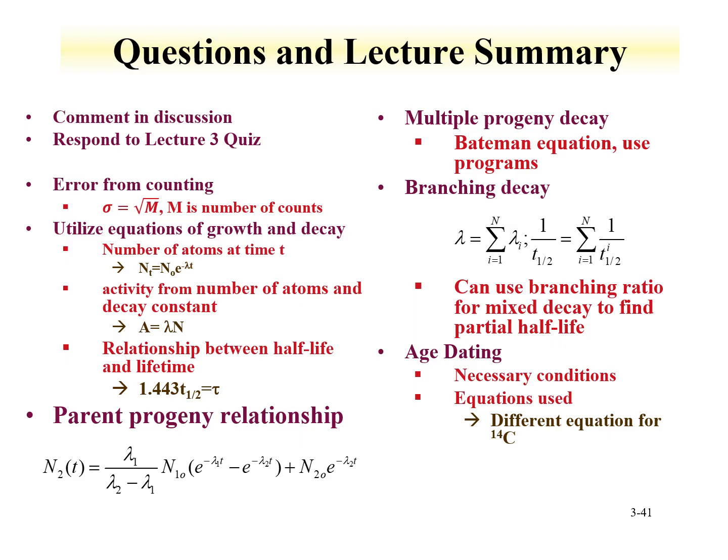Finally, this lecture discussed age dating using isotopes. You should be able to understand what the necessary conditions are for dating to be successful and what equations can be used for this, particularly the different equations that are used for carbon-14.